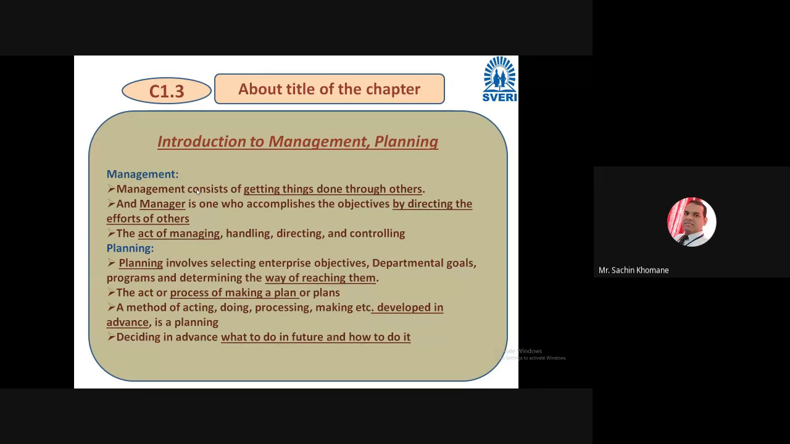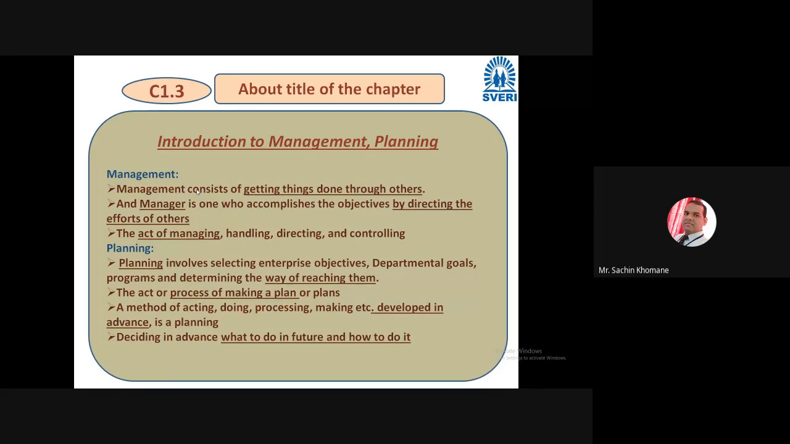Then who is the manager? I have told you a manager has to do management. Manager is one who accomplishes the objectives by directing the efforts of others. The manager is the person who is completing the objectives of the organization by giving direction to others. Others means his subordinates, his employees, right?